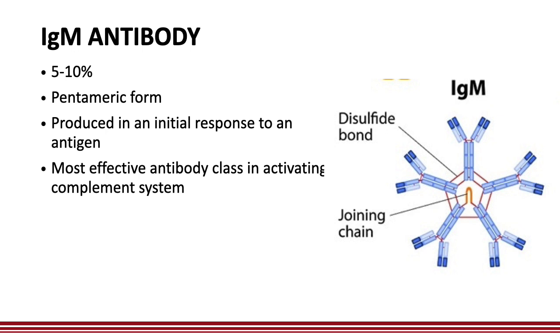IgM antibody is a pentamer in that it still follows the same Y structure, but they are usually grouped into five of these. This is the first antibody to be produced in response to an antigen and is the most effective antibody class in activating the complement system. The complement system is a series of proteins that bind to a foreign cell, which leads to the destruction of that cell. IgM and IgG are capable of binding complement.